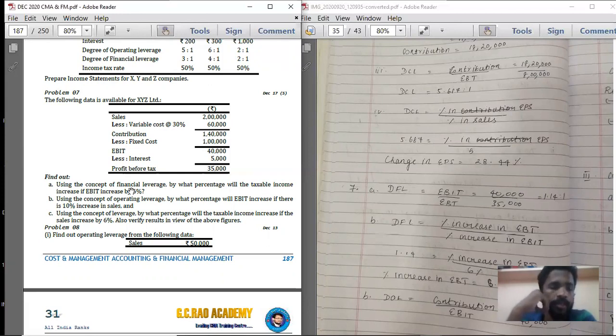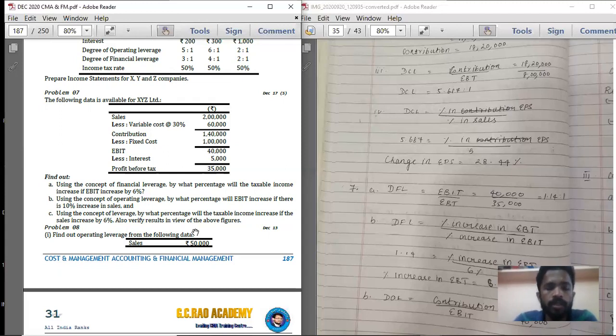What percentage will taxable income increase if EBIT is increased by 6%? So we can find what is the percentage of increase in PBT. Next, using the concept of operating leverage, by what percentage will EBIT increase if there is a 10% increase in sales? That is, what is the degree of operating leverage formula? First, using this table, we can easily find the degree of operating leverage.